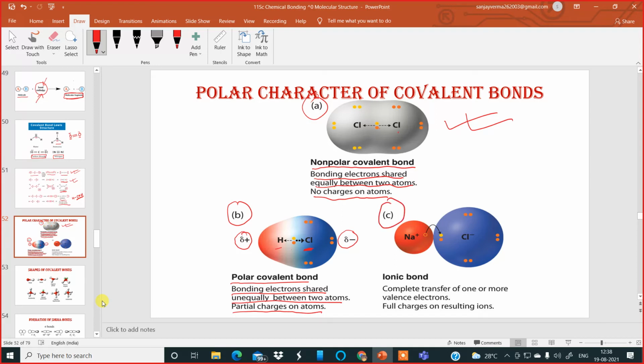Then you come to number C, a purely ionic bond. In an ionic bond, there is complete transfer of one or more valence electrons. Full charges on resulting ions are seen. So that is how we can have an idea about the polar character of covalent bonds. One is non-polar, this one is polar, and this one is ionic bond in ionic compounds.